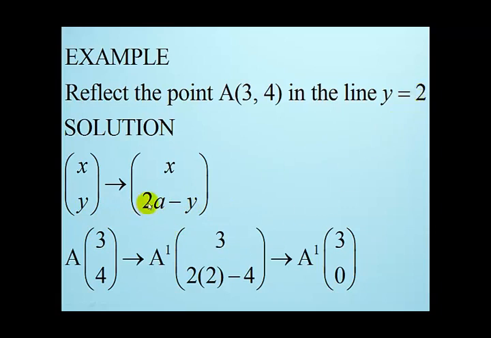So instead of 2a minus y, you have 2 times 2, because a equals 2, minus y, where y is the y coordinate of the point, and the y coordinate is 4. That is how come we have minus 4. Now this maps to A prime, so we have our 3. 2 times 2 is 4, and 4 minus 4 is 0. So we have 3, 0 to be the image, that is A prime of the point 3, 4, under reflection in the line y is equal to 2.